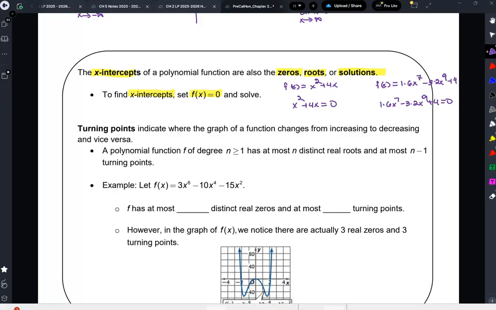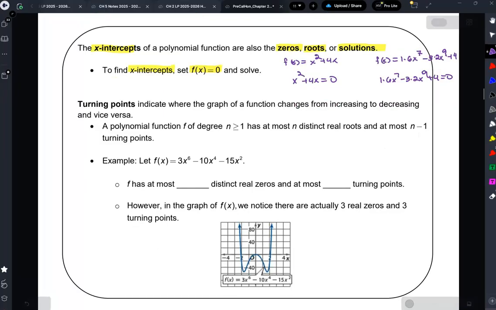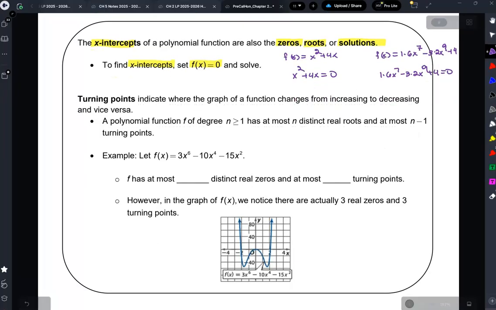Okay, sometimes even in AP calculus, students are like, we can't solve that. It's like, no, graph it and solve it. So remember that those two are the same. Okay, so those are the x-intercepts.